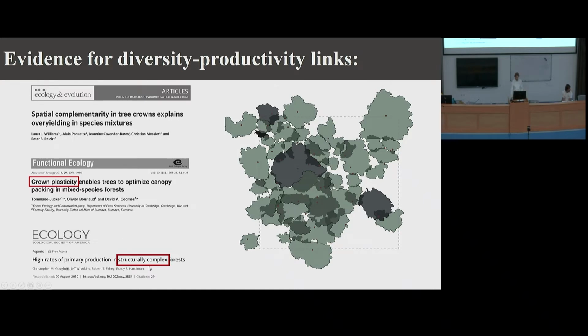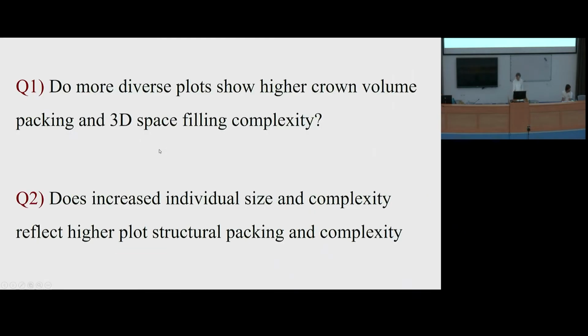And then more recently, we can actually get at structural complexity because we've got these new three-dimensional data sets. So the questions I was asking were: do these diverse plots in this Mediterranean forest show higher crown volume packing, which is what Tommaso was looking at because he had inventory data, where it's just the volume of the crowns, and there's more tree crown volume within a given volume? Or do we actually see more of this complexity, which has been tightly linked to productivity in more diverse stands?